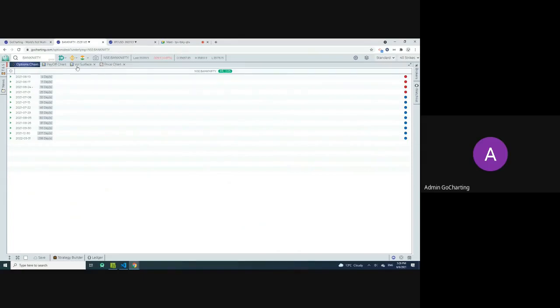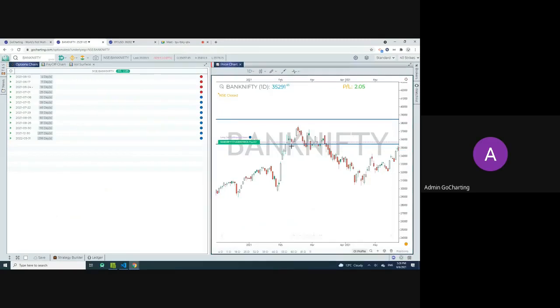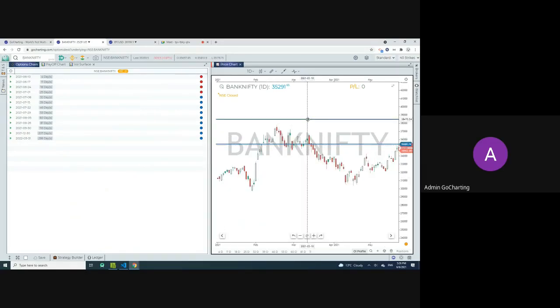All of these components, these tabs, as you can see, are draggable and droppable. I can literally drag it with my mouse and place it anywhere I want. In this case I've placed it to the right-hand side, so it becomes like a two-screen layout. Let me remove all the positions that I have taken.